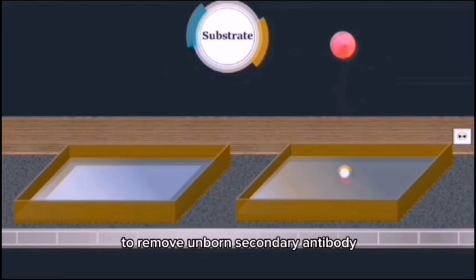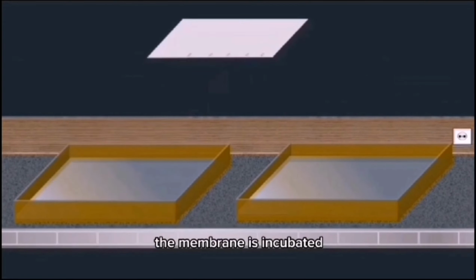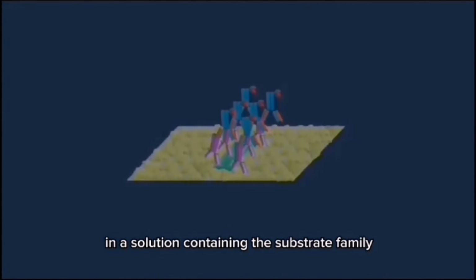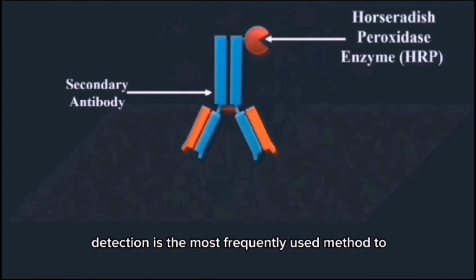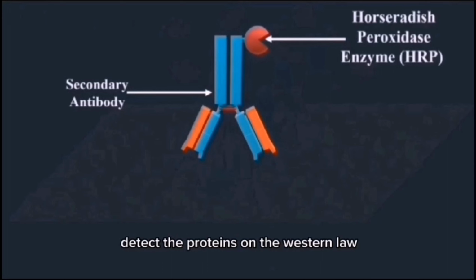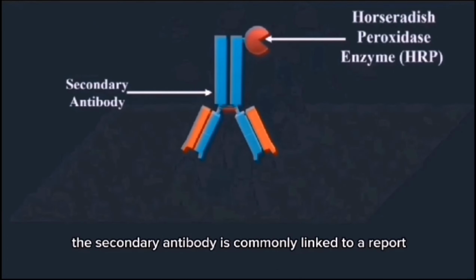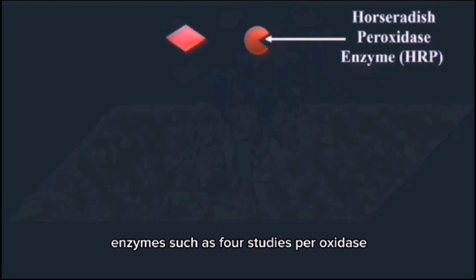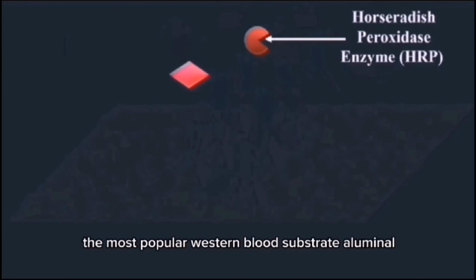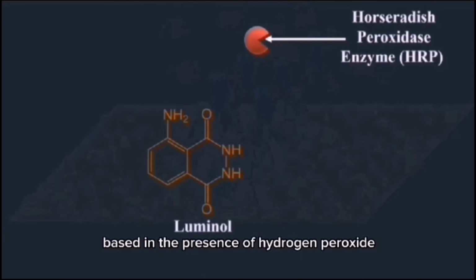After rinsing the membrane to remove unbound secondary antibody, the membrane is incubated in a solution containing the substrate. Chemiluminescent Western blot detection is the most frequently used method to detect the proteins on the Western blot. To allow the detection of the target protein, the secondary antibody is commonly linked to a reporter enzyme such as horseradish peroxidase. The most popular Western blot substrates are luminol based, in the presence of hydrogen peroxide.